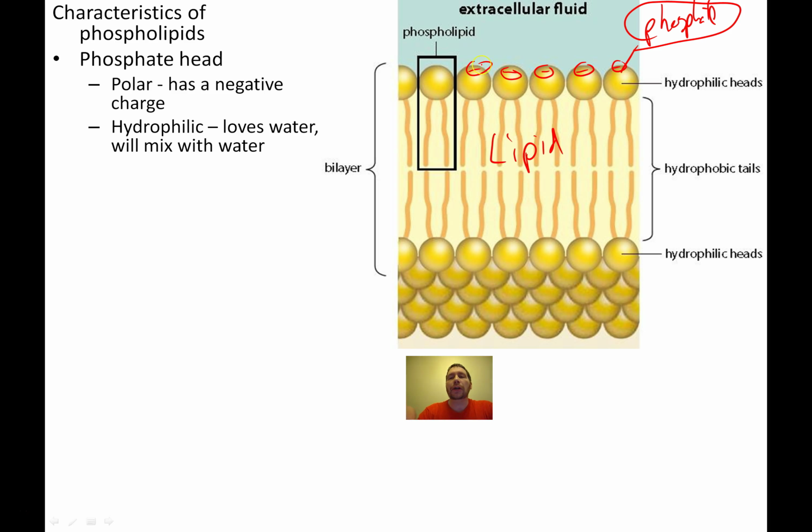So this negative region up here of all these phospholipids is going to attract water to it, because water loves things that have a charge. And so the phosphate part of the phospholipid has a negative charge, making it a polar molecule. And because it's a polar molecule, water loves to attach to it. We have a term for that. We call that hydrophilic. Something that water loves to mix with is hydrophilic, taken from the word hydro, which means water, and philic, which means to love. So that's the characteristics of the phosphate part of the phospholipid.